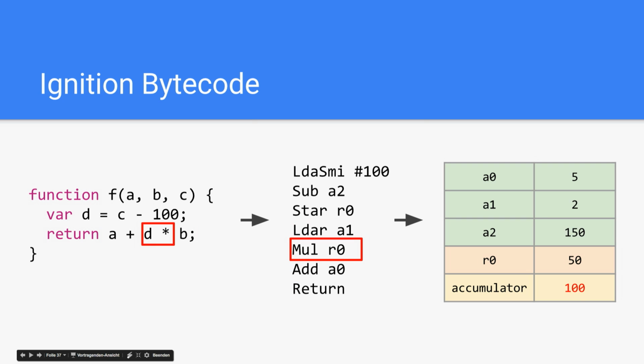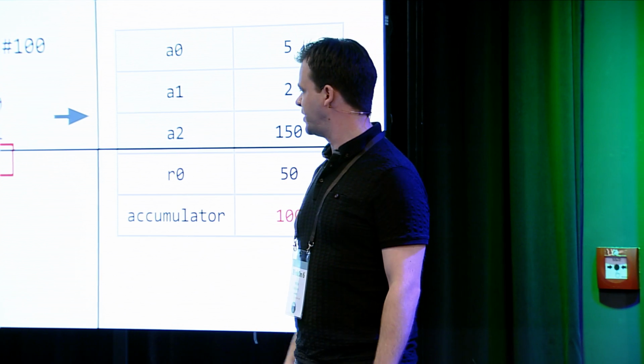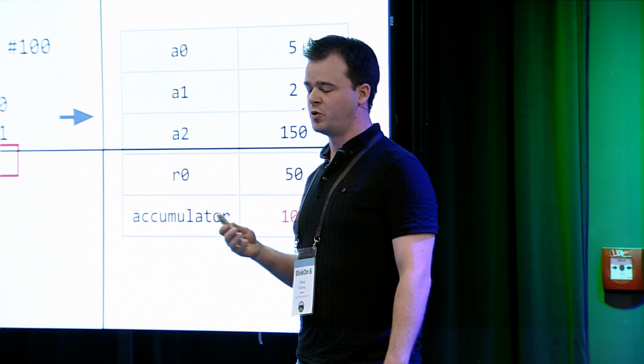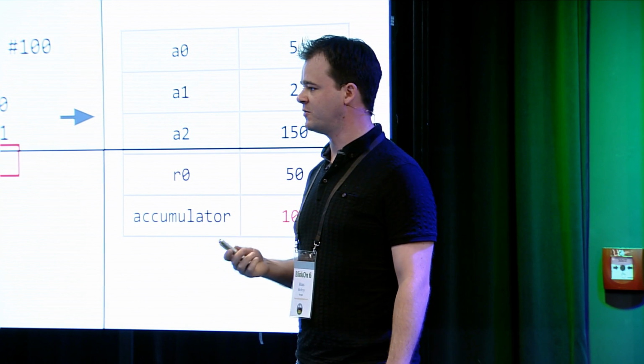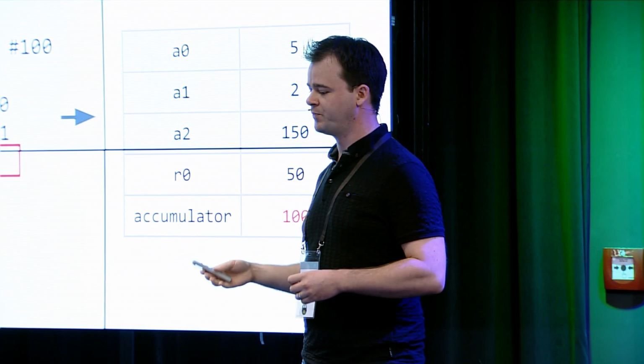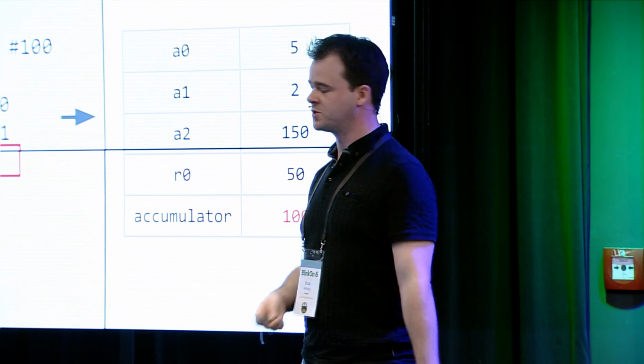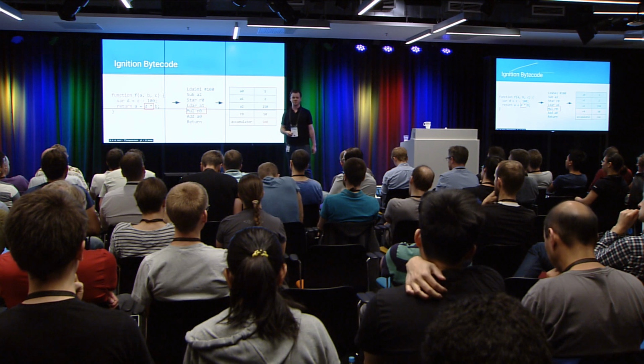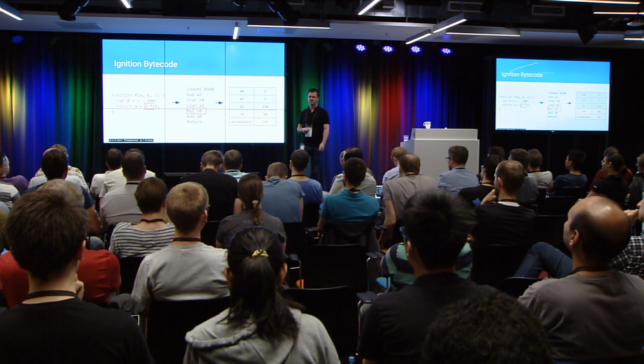So you can see here why the accumulator works quite well with this kind of left to right evaluation of expressions. Because we're evaluating the right-hand side first, and then we're keeping the right-hand side in the accumulator, we can work towards the left-hand side and just avoid having to store these things into registers. We just keep operating on the accumulator.